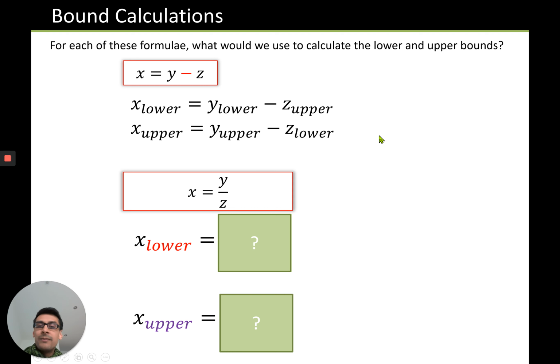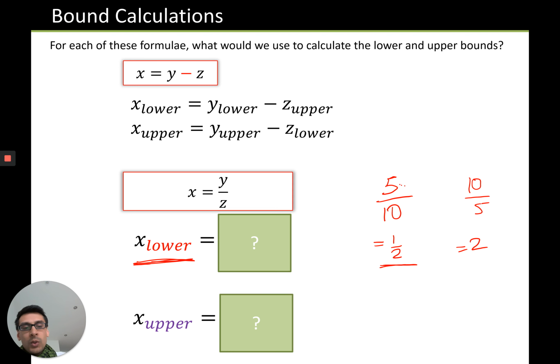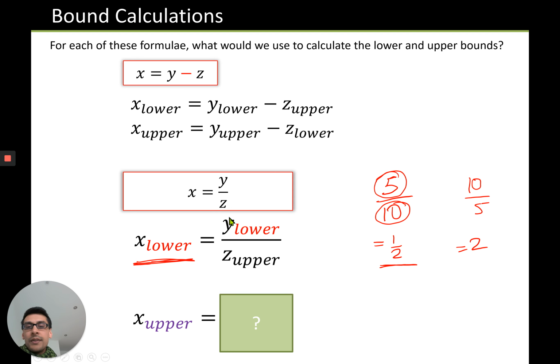When you are doing division, you need to think carefully again. A nice way to think about this is to use the numbers 5 and 10, for example. If you have a small number divided by a big number, you get, in this case, a half. If you swap those around, you get 10 over 5, which is 2. So if you're looking for the lower bound, you want a smaller answer, so you want the top number to be as small as possible and the denominator to be as big as possible. So the lower bound is the lower bound of y divided by the upper bound of z.